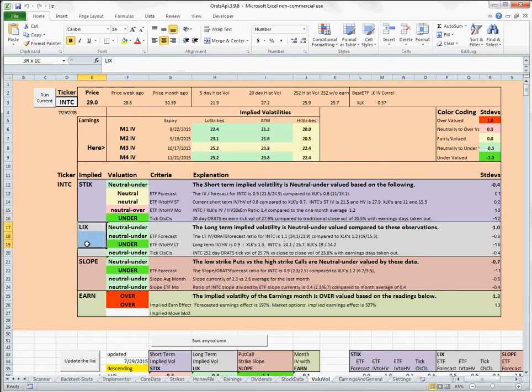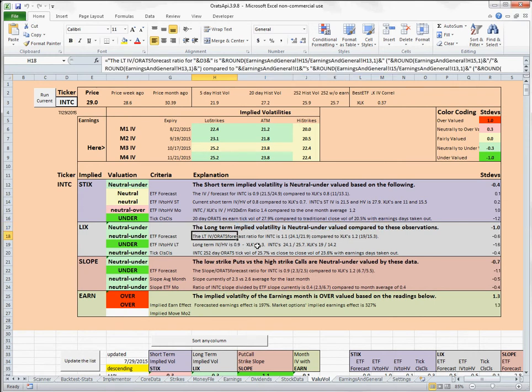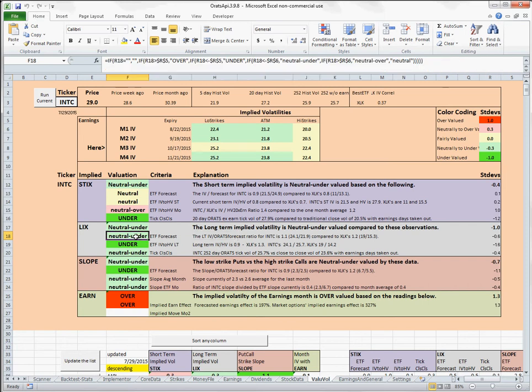Okay, so let's drop down and look at the long-term volatility. The long-term volatility is neutral to undervalued for Intel. We do a long-term forecast, and in similar fashion we compare that. The relationship of 1.1 is lower than the 1.2, so that's a small undervalued reading. The implied to historical, as we did above, also is undervalued as compared to the XLK. And then we do the same tick close to close, and that's also undervalued. So we would say that the long-term IV is undervalued.